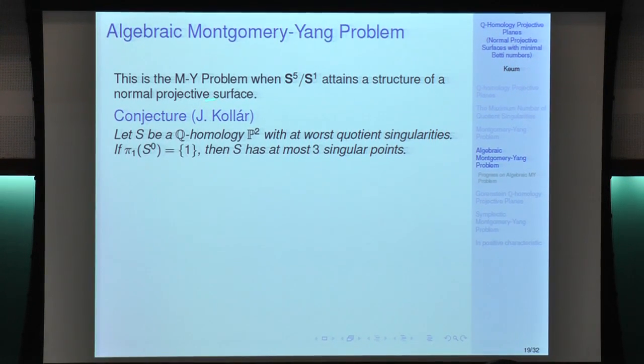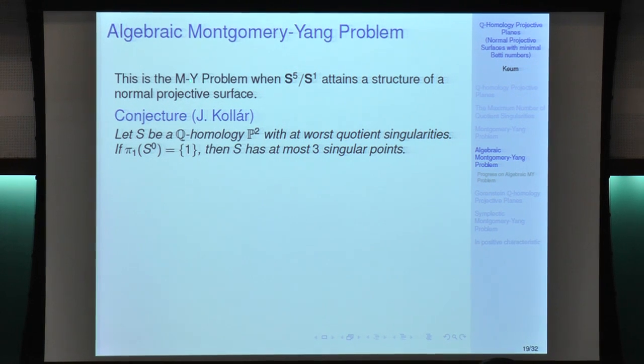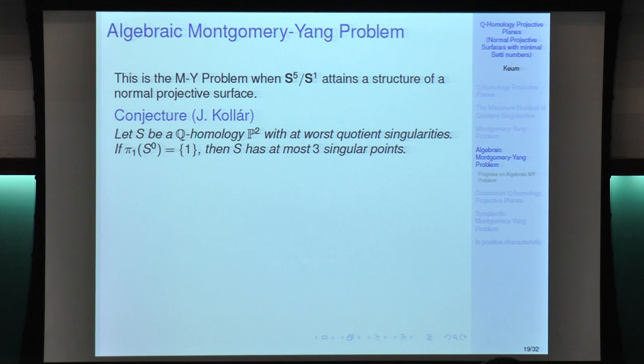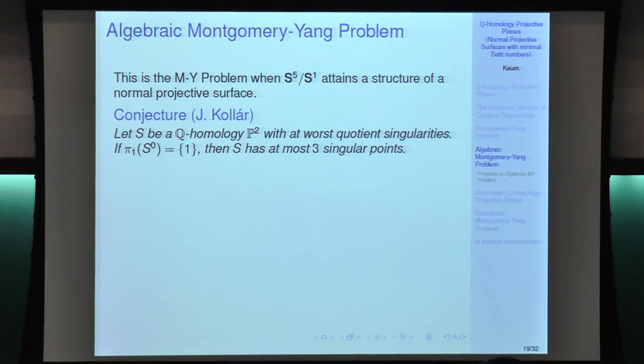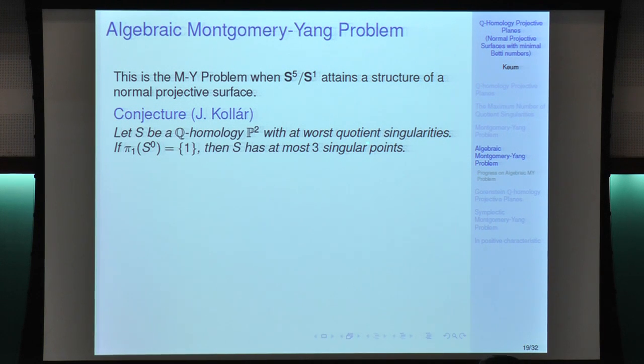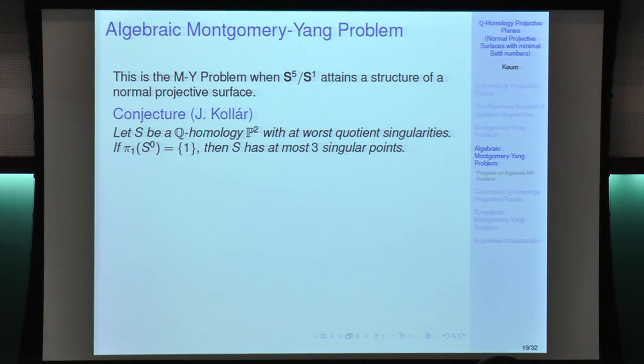So if you forget about this Montgomery-Yang problem, you just think about the algebraic case, a Q-homology P2. So it is a normal projective surface with at worst quotient singularities and having the same Betti numbers as P2. And if the smooth part is simply connected, then S has at most 3 singular points.